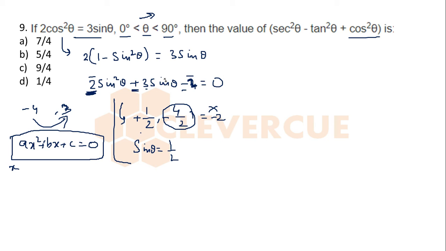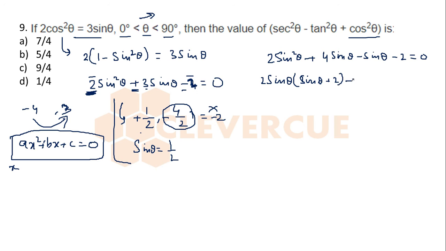Here, 2 sine square theta plus 3 sine theta minus 2. So this one will be 2 sine square theta plus 4 sine theta minus sine theta minus 2 equal to 0. Here take out 2 sine theta common, so you are left with sine theta plus 2, and here minus 1 into sine theta plus 2 equal to 0. Now (2 sine theta minus 1) into (sine theta plus 2) equal to 0.